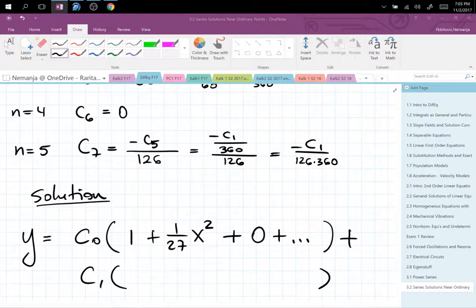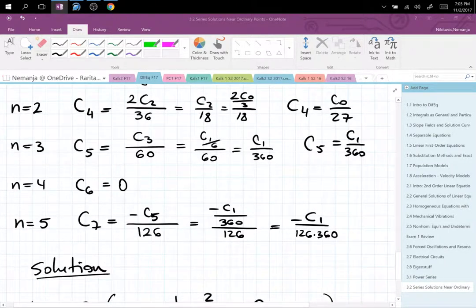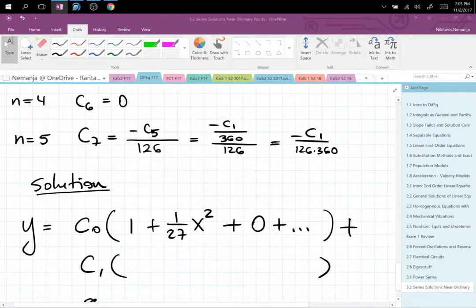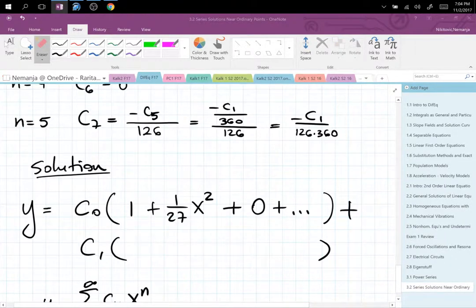Now we go for C1s. C1 shows up for the first time for n equals 1, and it's C1 over 6. We are factoring out C1. No, sorry. The first time C1 shows up as a C1, that's just going to be x, right? Because C1 times x to the first power. It's 1 over 6 times x. There we go.